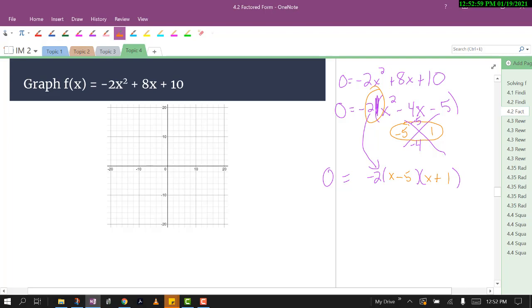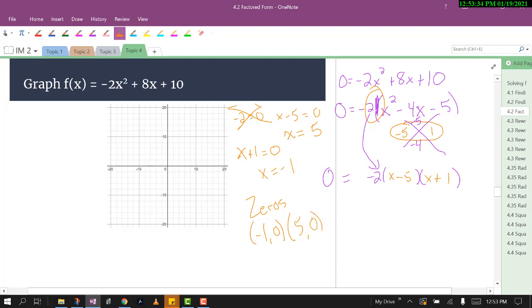Now we set each factor equal to 0. Negative 2 equals 0. X minus 5 equals 0. And x plus 1 equals 0. Well, first one, negative 2 equals 0. No, it doesn't. Don't lie to me. X minus 5 equals 0, so x is 5. X plus 1 equals 0, so x equals negative 1. So we have zeros of negative 1, 0, and 5, 0.